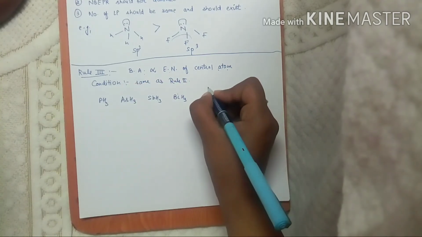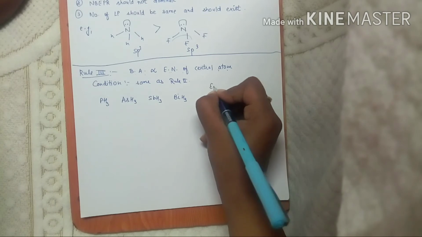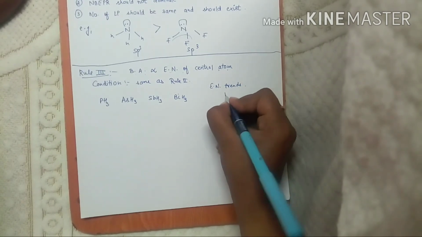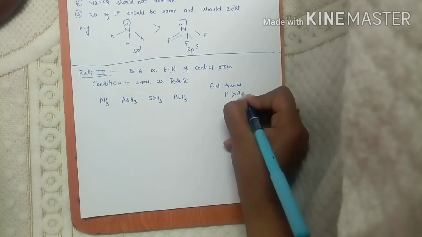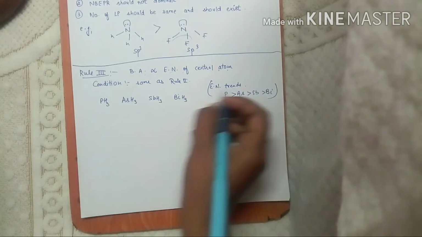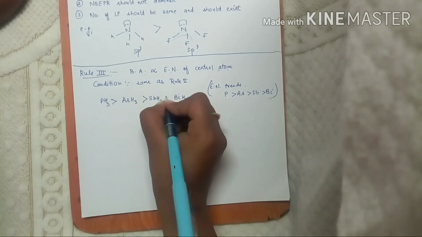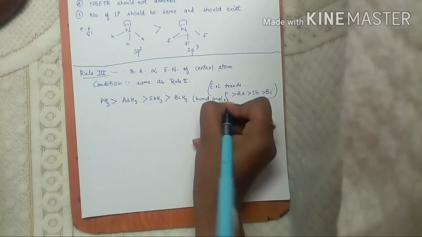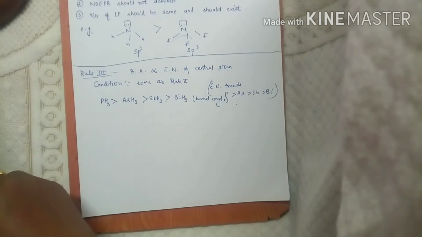So the trend of electronegativity is that phosphorus is more electronegative than arsenic, then antimony and then bismuth. So a similar trend will be followed for bond angle. So this is your rule number 3.